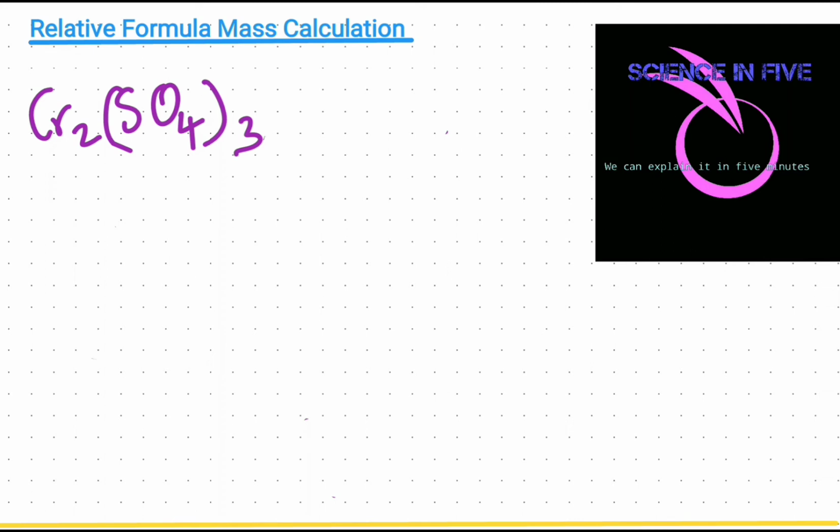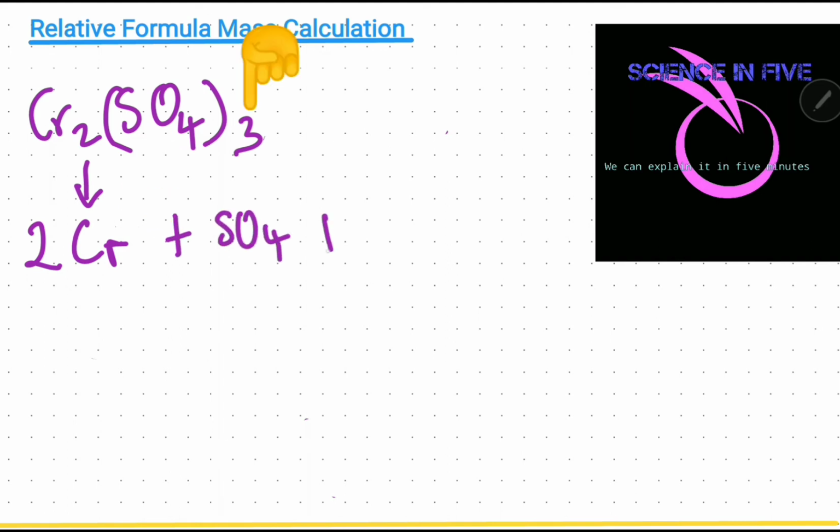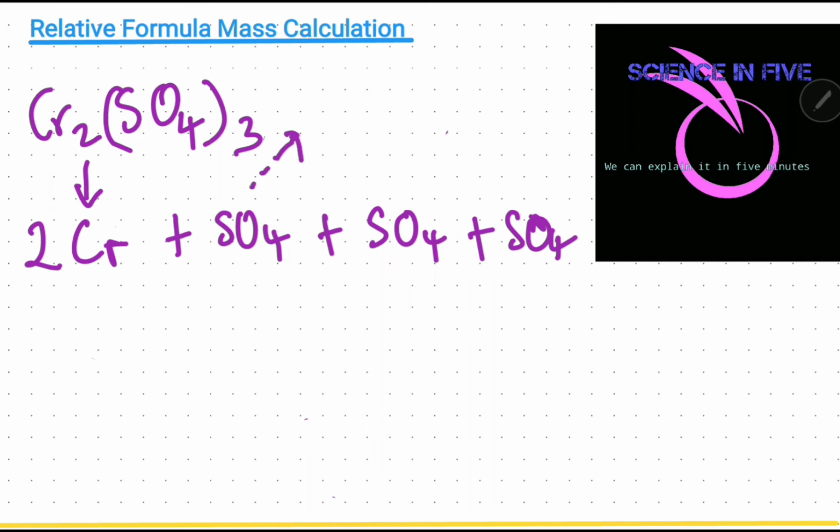I can see here in this formula there are 2 chromium atoms, right? I'm going to need the mass of that. But I've got a combination of atoms in a bracket. I've got SO4 in a bracket, and there's 3 of them. So these are 3 SO4s. In this case, it will be easier to get the mass of 1 SO4. If I can get the mass of 1 SO4, then I can multiply by 3.